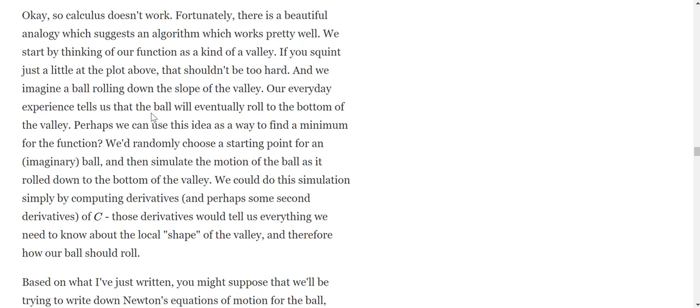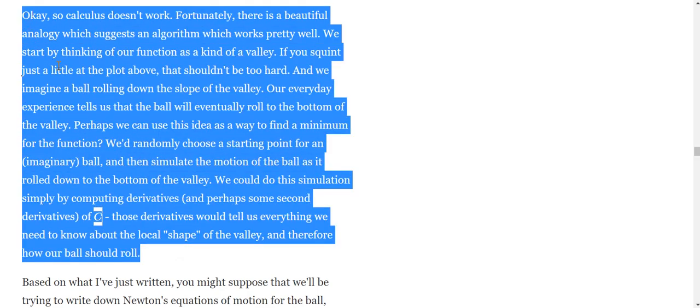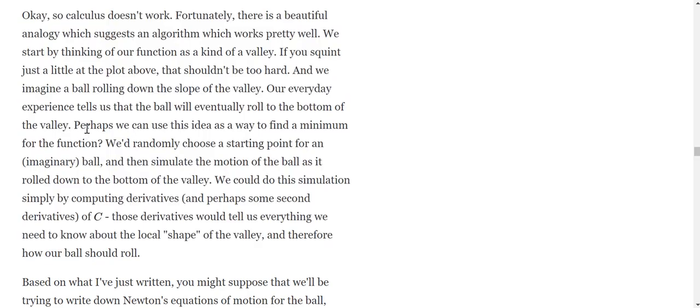We randomly choose a starting point for an imaginary ball and then simulate the motion of the ball as it is rolled down to the bottom of the valley. We could do this simulation simply by computing derivatives and perhaps some second derivatives of C. Those derivatives would tell us everything we need to know about the local shape of the valley and therefore how our ball should roll. I hope this makes sense because this was just an analogy. We are trying to say that we might think of this as rolling a ball down a valley, and wherever the ball ends up stopping is the lowest point because then it can't go any lower.